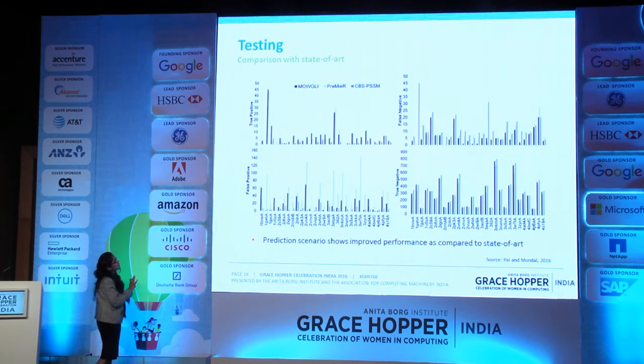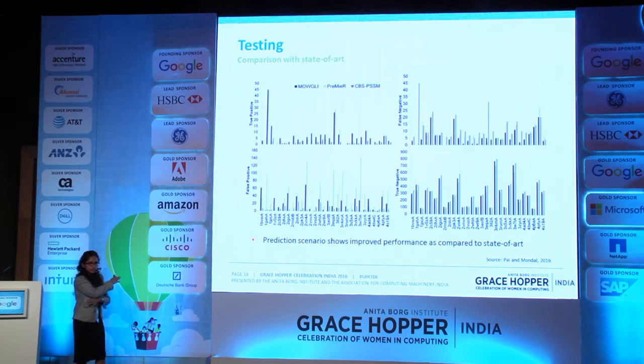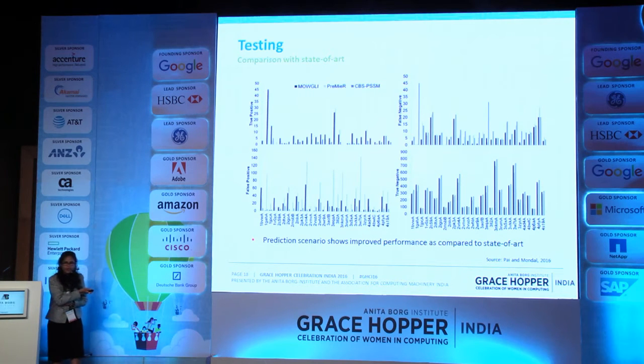We also compared it with the state-of-the-art approaches, which were Premier and CBS PSSM. If you look at the true positives and true negatives, you see that the performance of Mowgli is comparable with the state-of-the-art approaches. However, if you look at the false positive and false negative predictions, the performance achieved by Mowgli is much better than the state of the art, because the black bars are much lower than the gray bars. So we get to know that it is better than the state of the art.